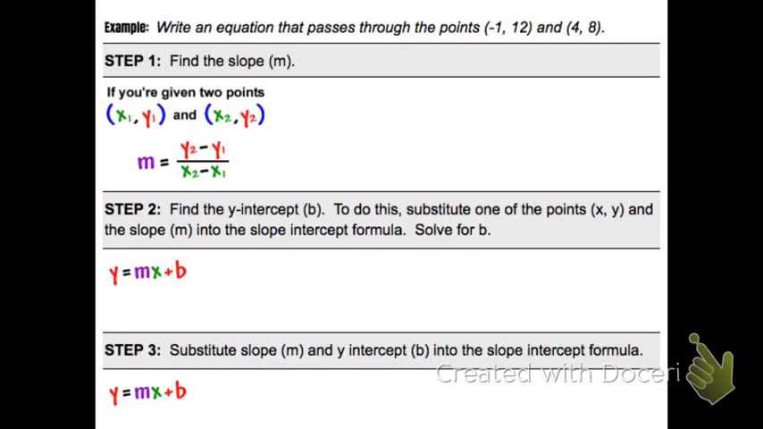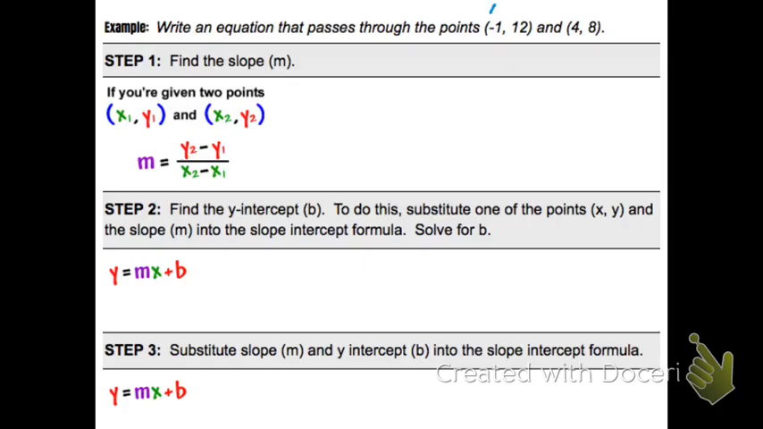All right, here it says write an equation that passes through these points. So in order to write an equation in slope-intercept form, you need to know the slope and you need to know the intercept. So if you want to do it in this way, you first need to find the slope. So remember, the slope is the difference between the y's.